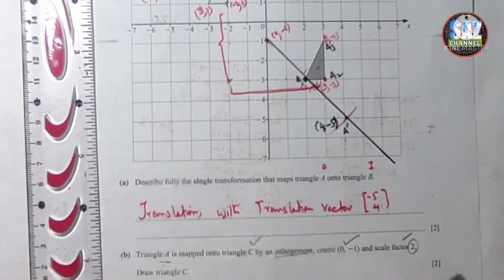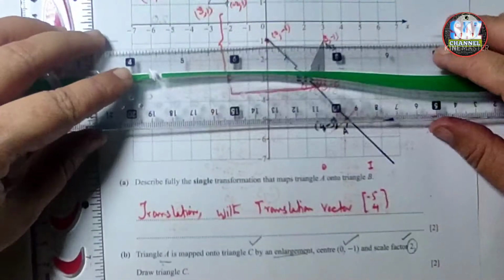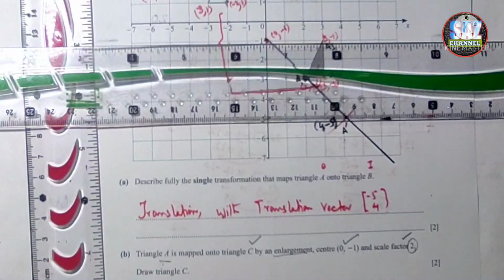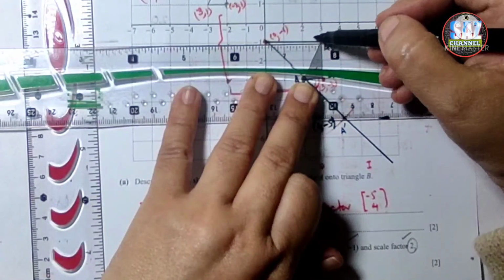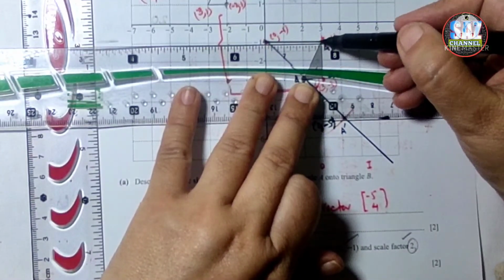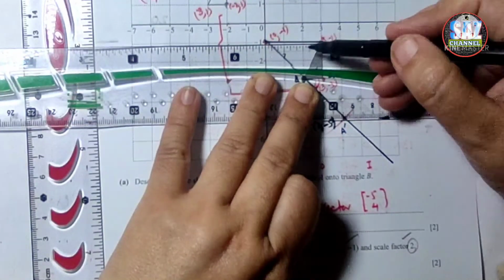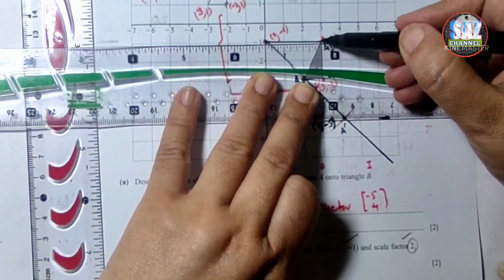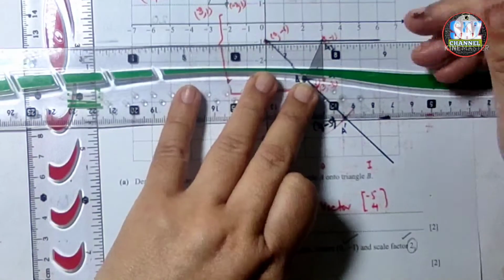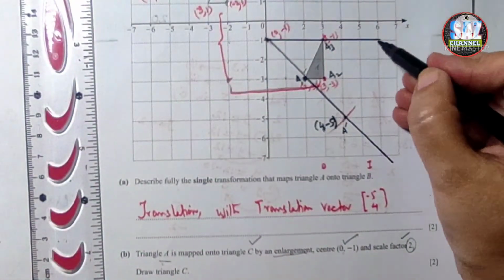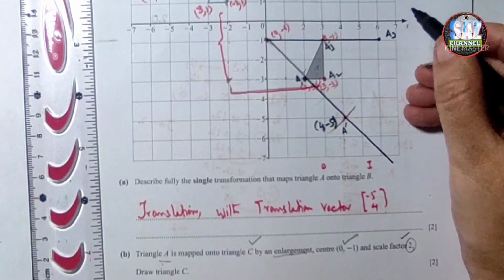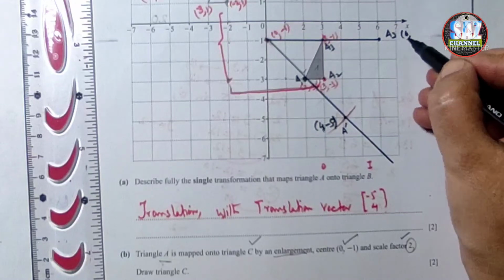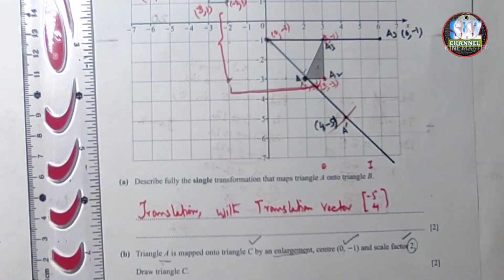So let me join the second point, suppose this one, with the center of enlargement, and this point is on the straight line 1, 2, and 3. So when I multiply this length by the scale factor 2, my length will be 6. So for this, the image will be coming at this place. This is A3, and this is 6 with -1. Now I'm left with the third vertex, that is A2.